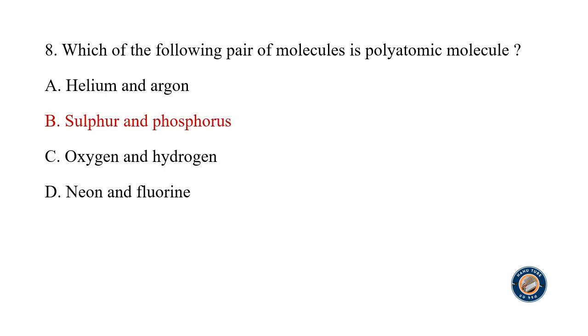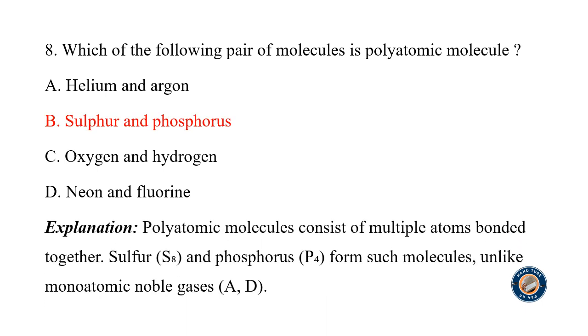The answer will be sulfur and phosphorus. Polyatomic molecules consist of multiple atoms bonded together. Sulfur (S8) and phosphorus (P4) form such molecules, unlike monatomic noble gases.